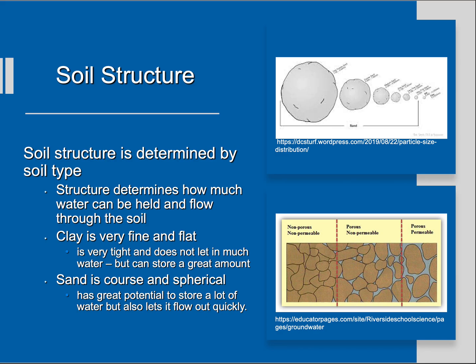So if we look at the gamut of structures, we could look at clay, which is a very, very fine and very flat type of soil particle, resulting in the soil particles being able to stack on top of each other, kind of like papers when they're stacked on top of each other. There's not a lot of room between the particles. This means there's not a lot of room for water within that soil.